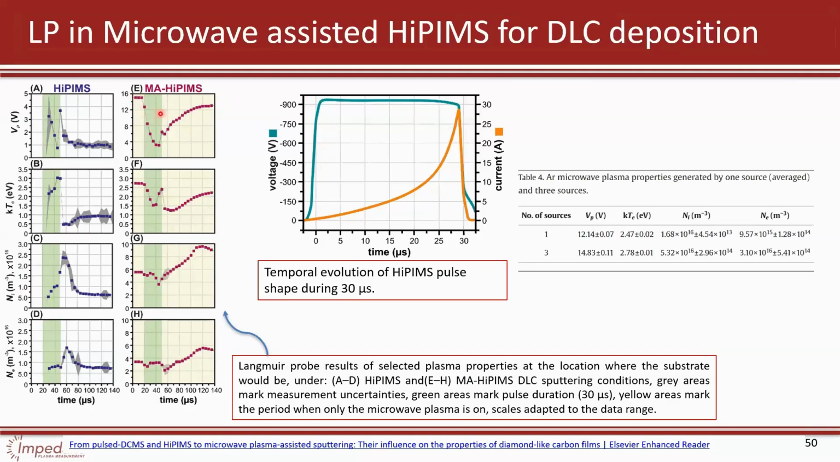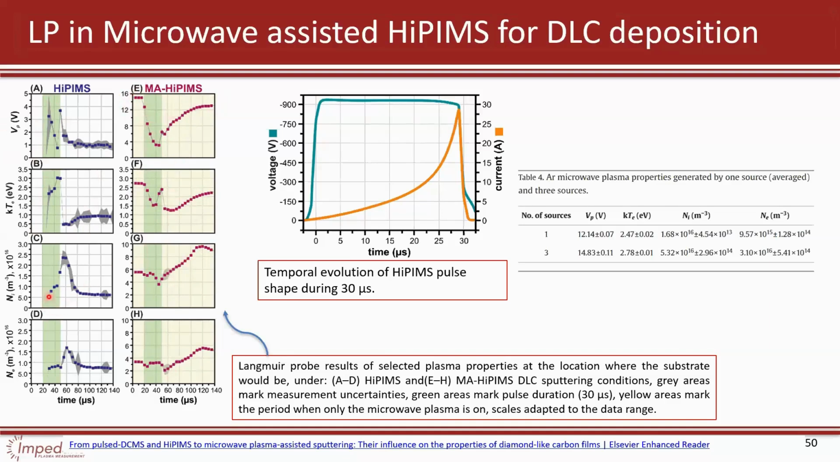The green section is when HiPIMS is on, and then there's the plasma going back to where it's settled. So you can see what the electron temperature is versus time, and the density versus time. So you can look at this evolution. And HiPIMS has quite different behavior compared to with the microwave present.